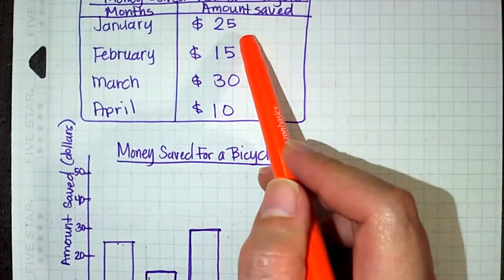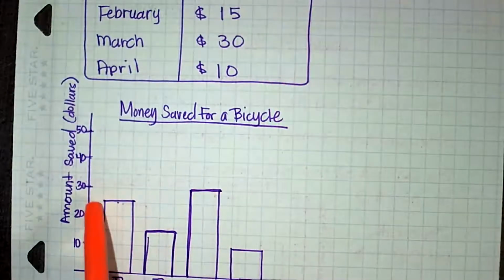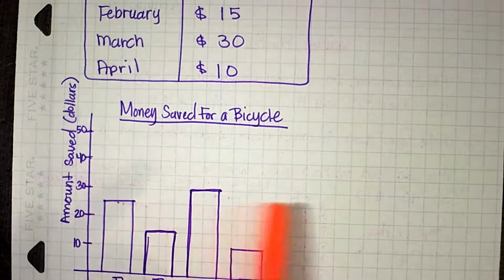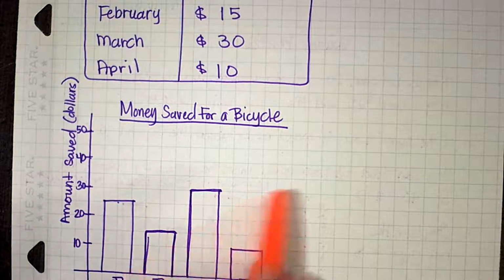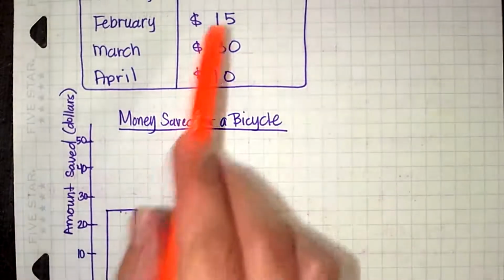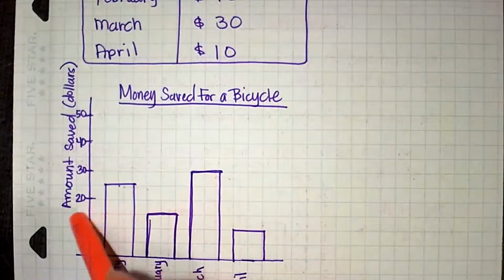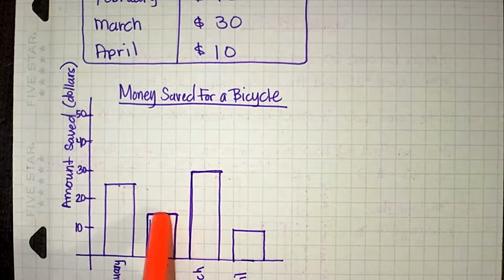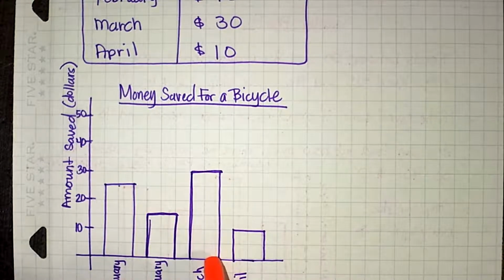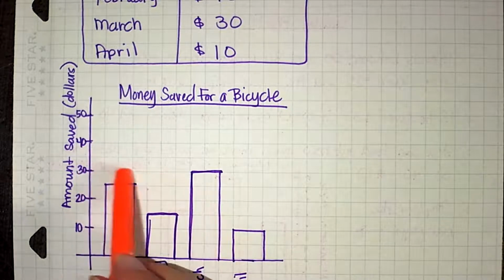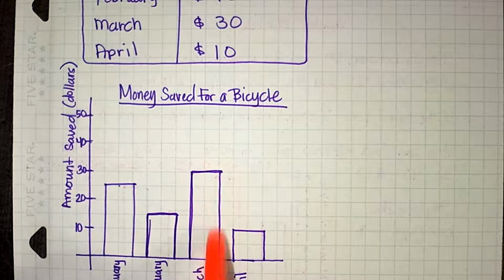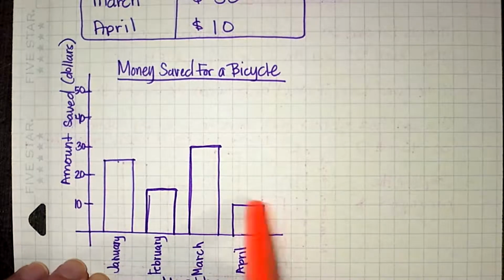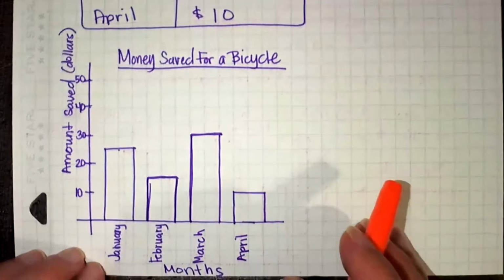So January, I saved $25. So I went up halfway between the 20 and the 30. So this middle line in between 20 and 30 is 25. So I made my bar up to the 25. For February, it was $15. So $15, I went to the line in between the 10 and the 20, and that's the height of my bar for February. For March, I saved $30. So I went up to the 30 line and followed it across and made my bar for March up to the $30. And April was $10. So I only went up to the 10 line and made my bar for April.